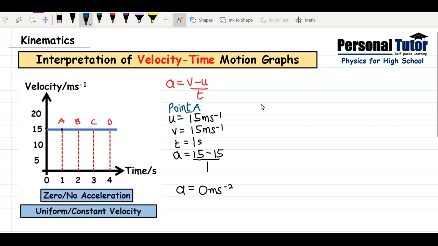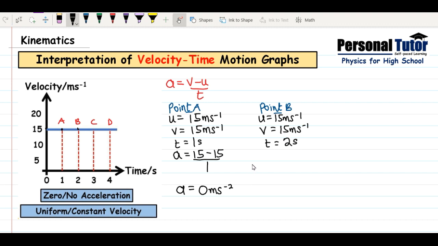Let's look at the acceleration at point B as well. At point B, the body is moving from A to B. Its initial velocity is here. When traced back, it is also 15 meters per second. It travels down to B. When you retrace the velocity, it is still 15 meters per second for the final velocity. The time in question here is 2 seconds.